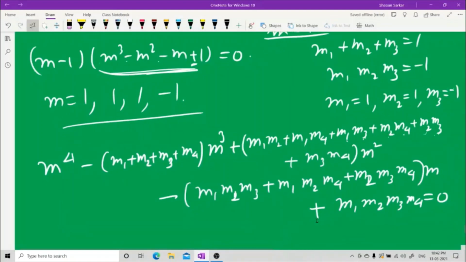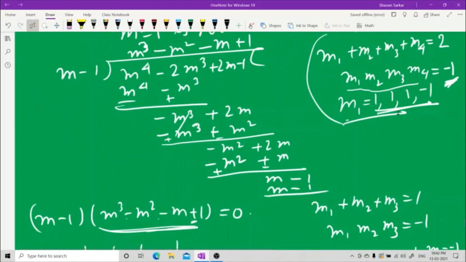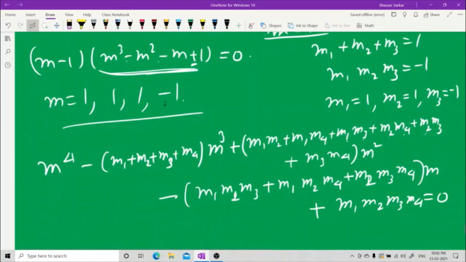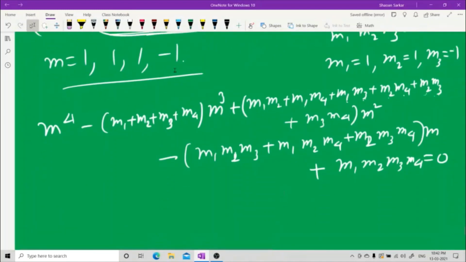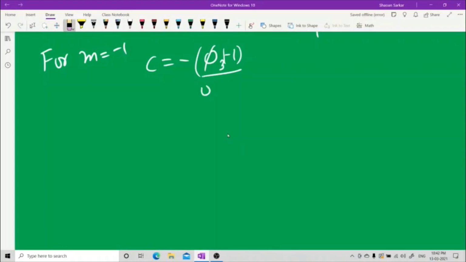Once you know the standard form, it is okay. You can do it this way also. So all the roots are there. Now one root is being repeated 3 times, the other root is repeated only 1 time. This minus 1 is repeated only 1 time. Let us now do this. Now for m equal to minus 1, I am trying to do for minus 1. Now c will be equal to minus phi 3 minus 1 upon phi 4 dash minus 1, the whole bracket here.